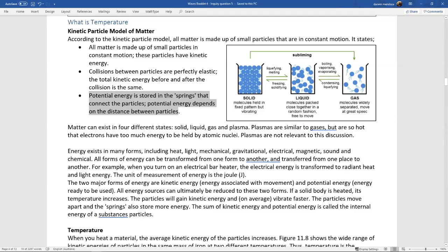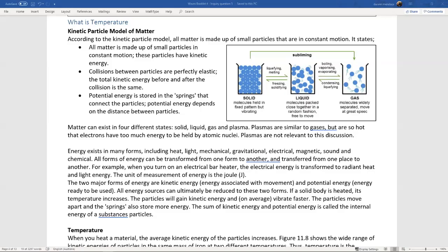Now, potential energy is a bit different because there's something going on here. It's the potential to do work. So the potential to have those particles come back and hit each other, right?